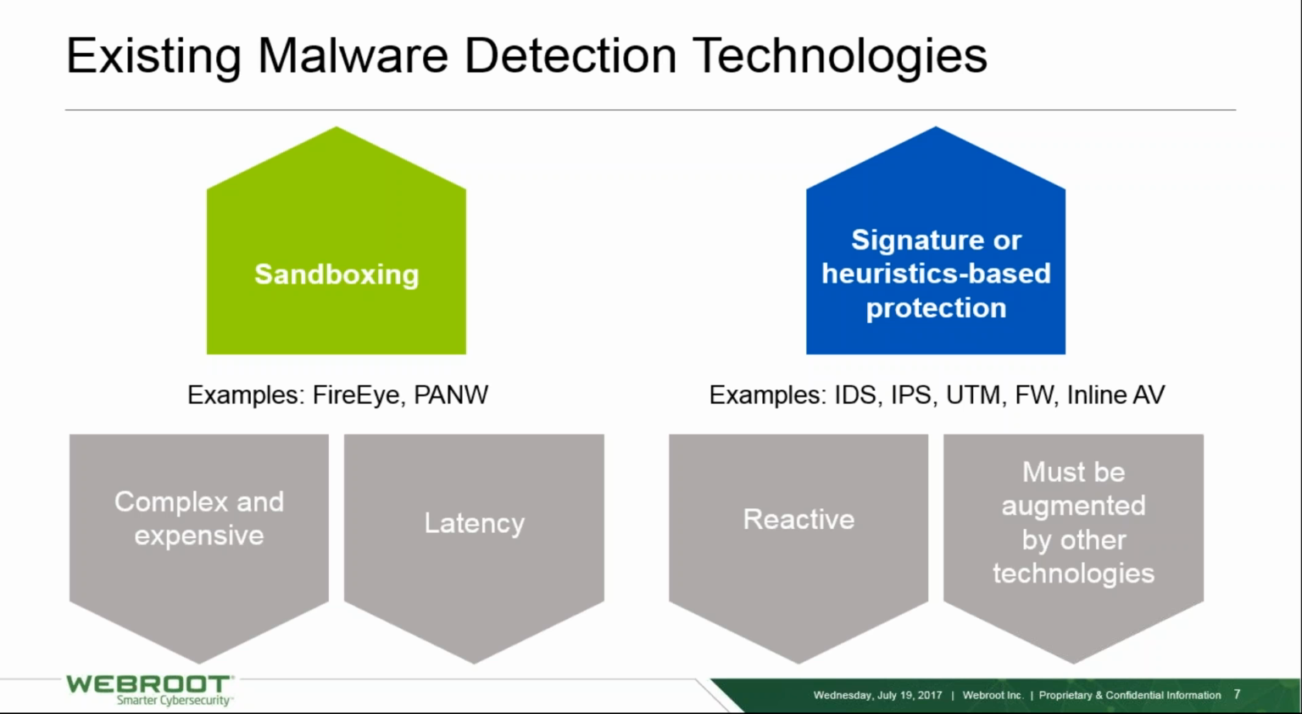Another type of file detection technology is signature or heuristics-based protection. Some examples of this are IDS, IPS, UTM. Various devices are using signature-based malware detection technologies. We've seen that this is very reactive technology. Signatures are developed after the fact, once the malware is evaluated, and many organizations today are augmenting these technologies with additional technologies to strengthen their defenses.